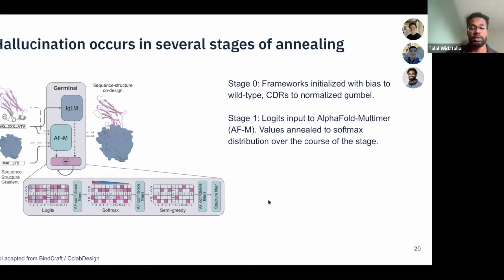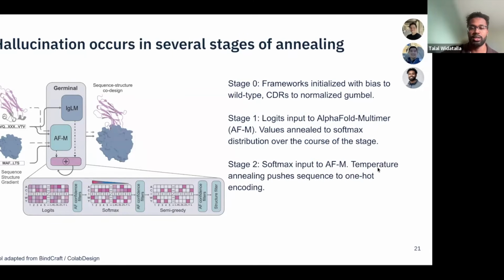The first stage of the design pipeline is the logit representation. So we have a logit input to AlphaFold Multimer. To this day, I still do not understand why logits work with AlphaFold. The model was trained to predict structures given one-hot sequences, but somehow you're able to input logits and a structure comes out. And then we slowly anneal to a softmax stage. You can go next, Claudia.